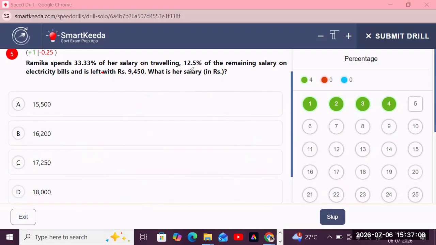Next, Ramika spends 33.33% of her salary on traveling.